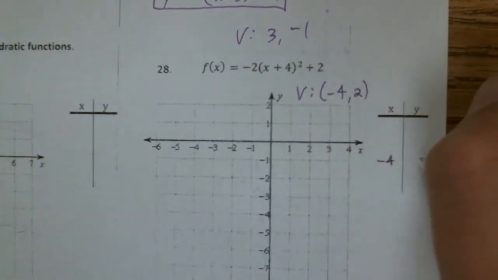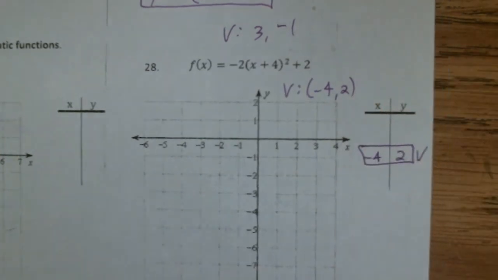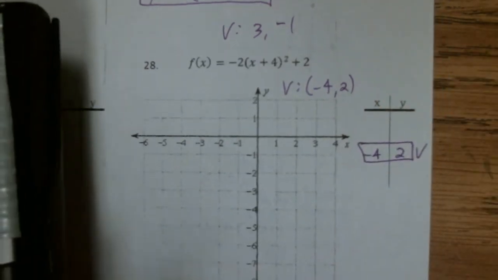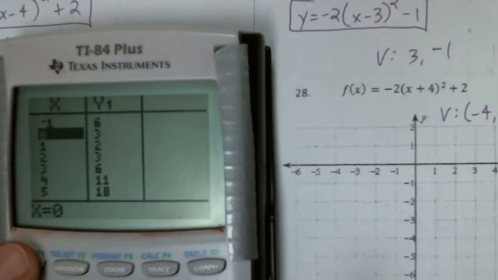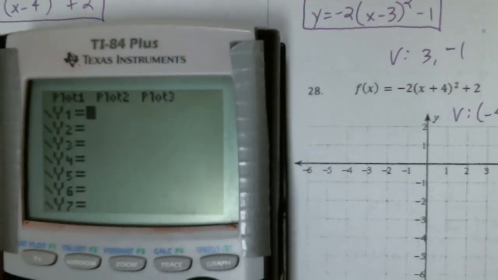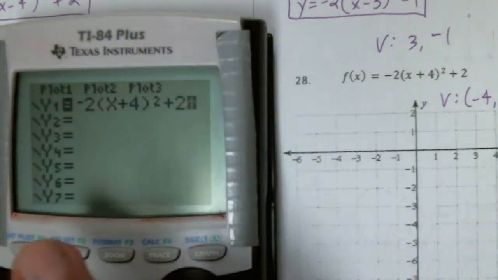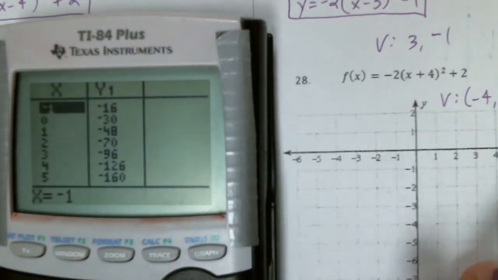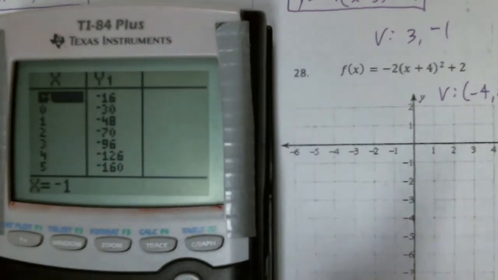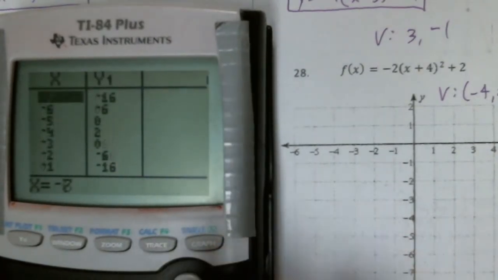So I can already go to my t-chart and go about halfway down and put my vertex there. And then I just go to my calculator, plug in the equation, and get my data points. So I just plug in the equation, -2, parentheses, x plus 4, parentheses squared, plus 2. And let's go second table. And I just need to scroll until I get to the vertex. Where's -4, 2? Okay, there it is.